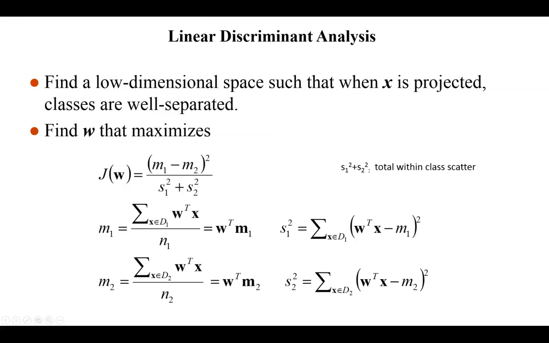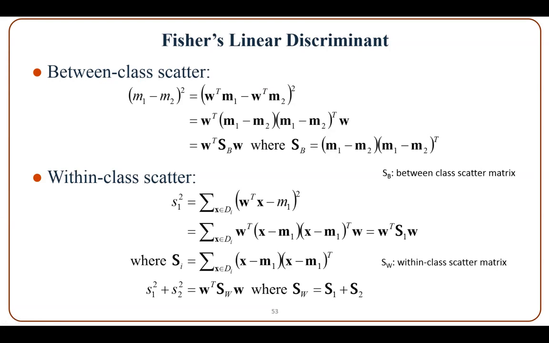M1 and M2 are the means of the projected points in class 1 and class 2 respectively. S1 squared and S2 squared are the within class scatter of projected points for class 1 and class 2 respectively. S1 squared plus S2 squared is the total within class scatter, and M1 and M2 are the mean vectors of the points in class 1 and class 2.